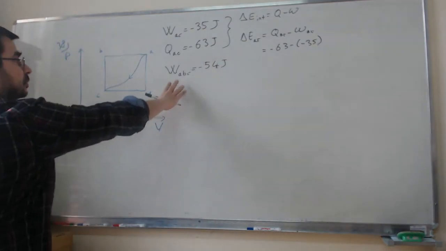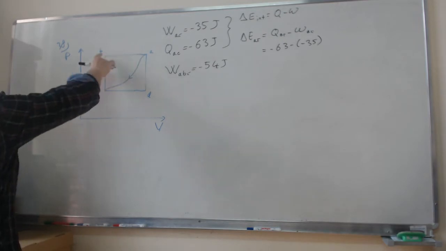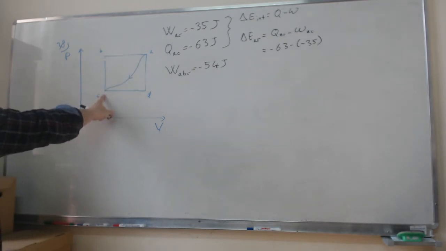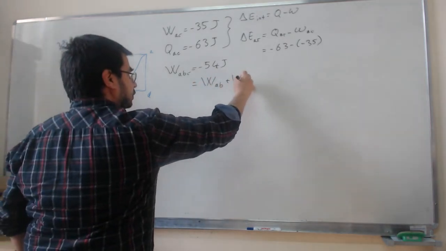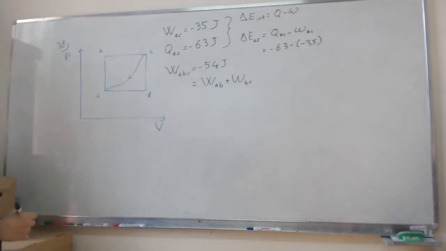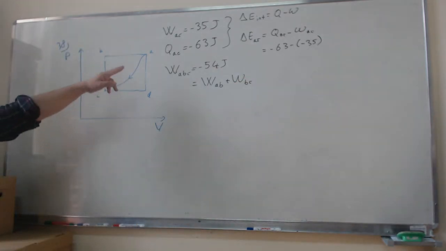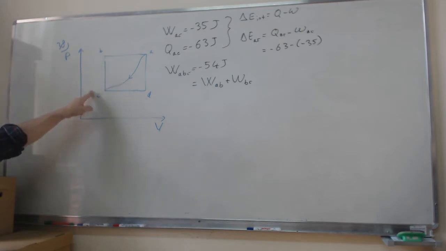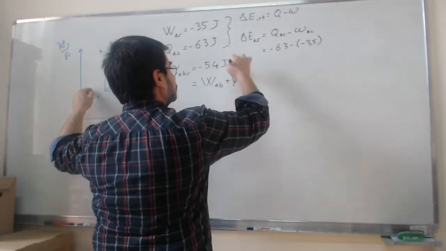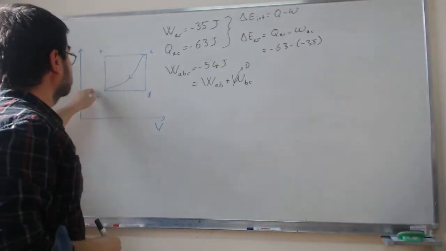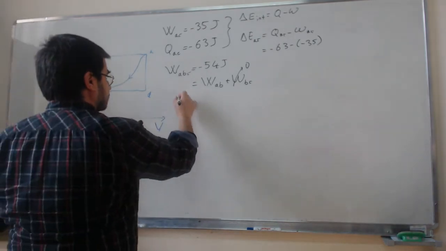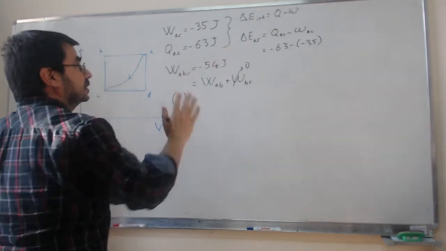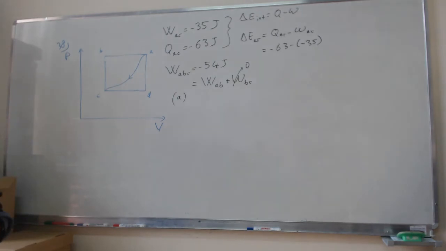And this is the work done over the path ABC, so A, B to C. This is equal to the work done from A to B plus the work done from B to C. The work done over A to B is some number, but the work done from B to C is just 0, because the volume does not change, so you're not doing any work. So this number given here is actually equal to the work done from A to B. Now let's take a look at what they're asking and see if, using the numbers we have, we can make the calculations.